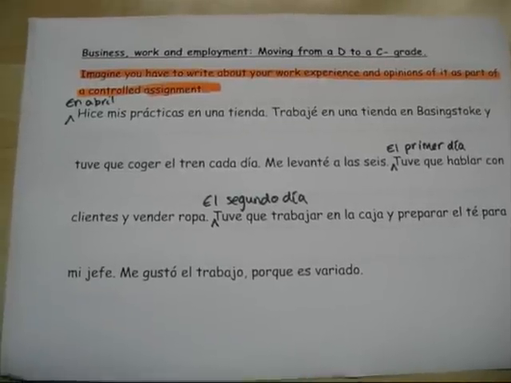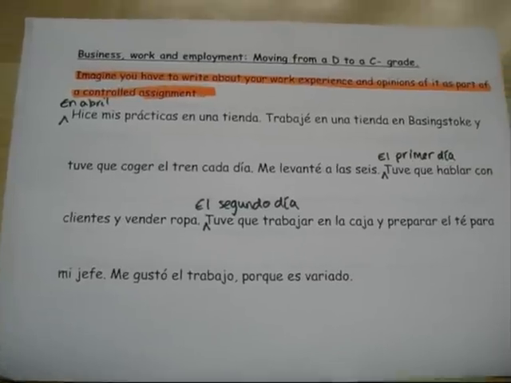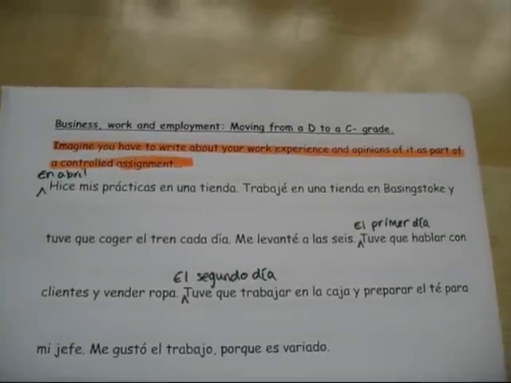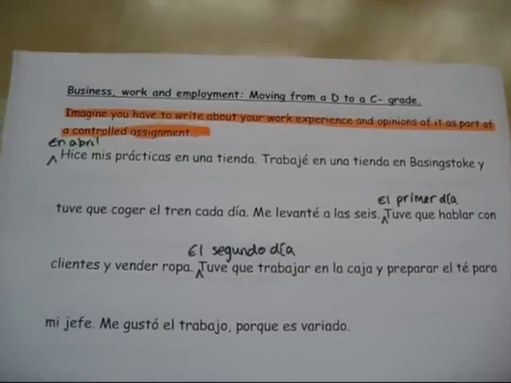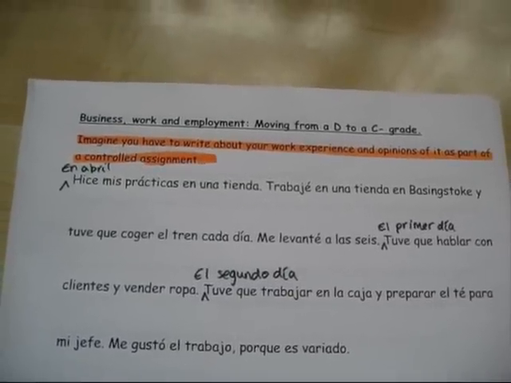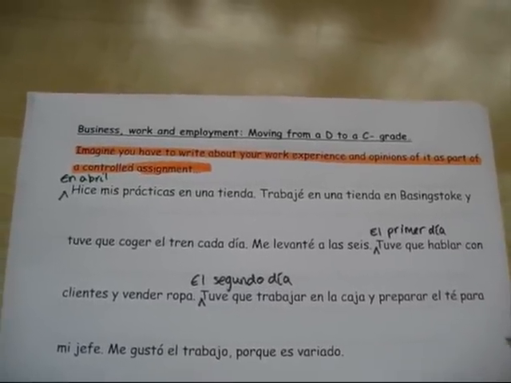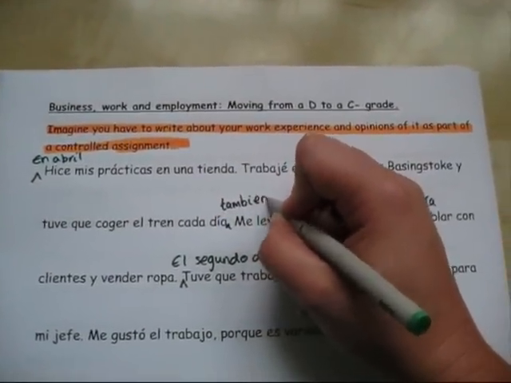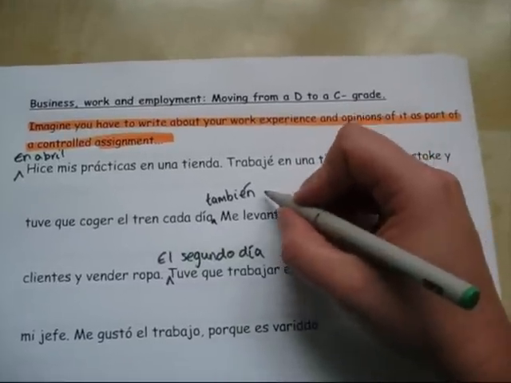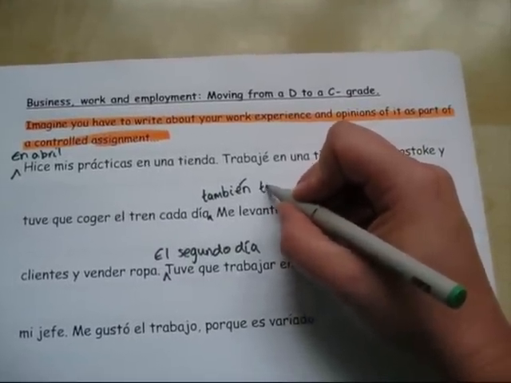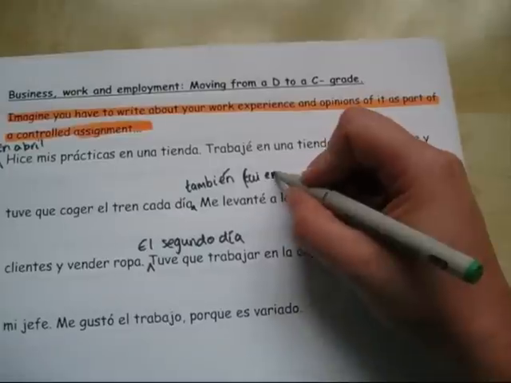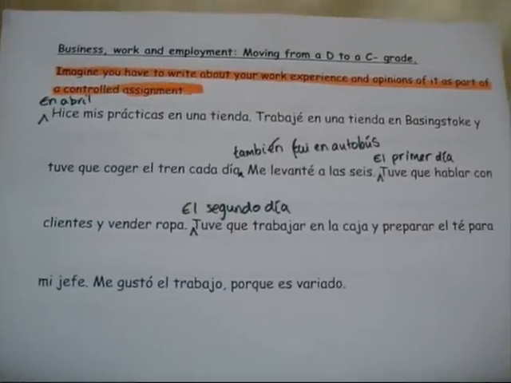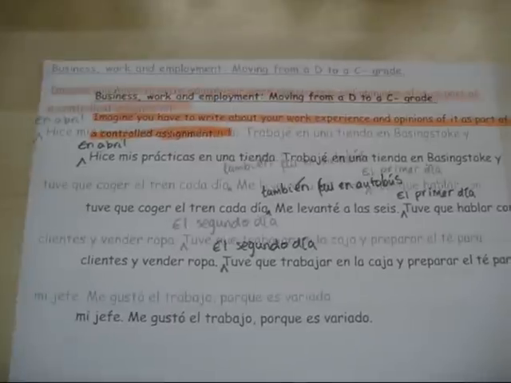The next thing we're going to do is to use a variety of connecting words. Now we've already got one porque in our text, and so what we're going to do, we're going to add another type of connecting word. So let's have a look. Let's add one here. Cada día. También. Fui en autobús. Okay, so we've added también, another type of connecting word.